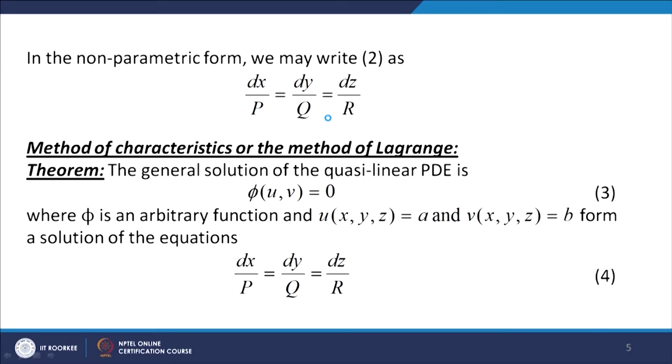Now, let us look at the method of characteristics or the method of Lagrange. The theorem says that the general solution of the Cauchy-linear PDE Pp plus Qq equal to R, where P, Q and R are functions of x, y, z, is phi(u, v) equal to 0, where phi is an arbitrary function, and u(x, y, z) equal to some constant a and v(x, y, z) equal to some constant b form a solution of the characteristic equations in the non-parametric form, that is dx by P, dy by Q, dz by R.